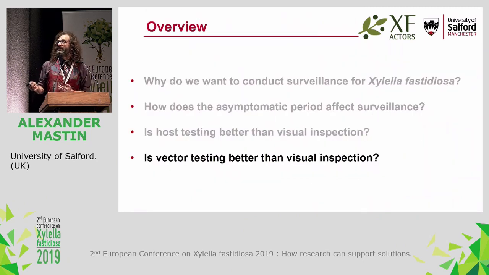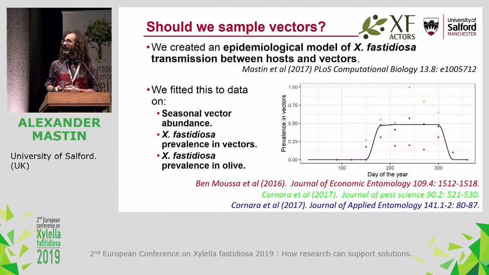Are there other alternatives? I've decided to have a look at vector testing, which has been mentioned a little bit over the conference the last day or so. And I've looked at it before. In this study, I looked at how we can use epidemiological models, linked models of host and vector infection, to work out where we should target surveillance if we want to get the best bang for our buck, so the best chance of detection early on. Now this model assumes that both host and vector prevalence increase in line with each other.